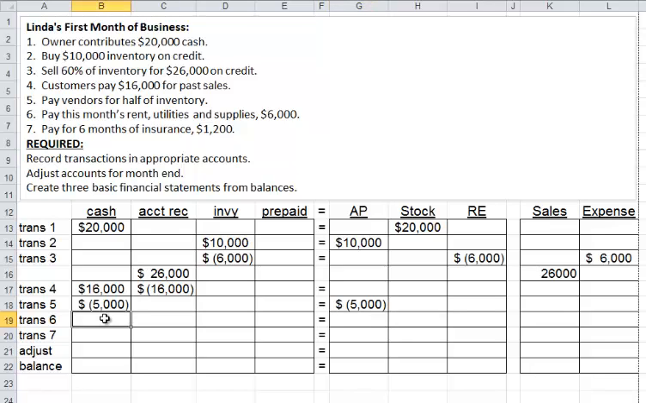Okay, transaction 6, pay this month's rent, utilities, and supplies. All right, write a check. And we've got rent expense, supplies expense, utilities expense, and expenses reduce retained earnings. Should have made sales increase retained earnings there. All right, transaction 7, pay for 6 months of insurance. Okay, so we're going to write a check. That'll go into prepaid.